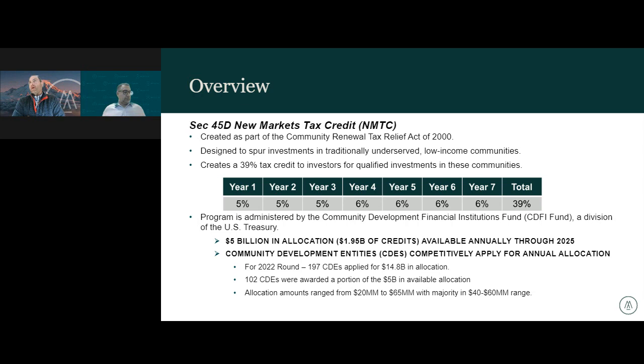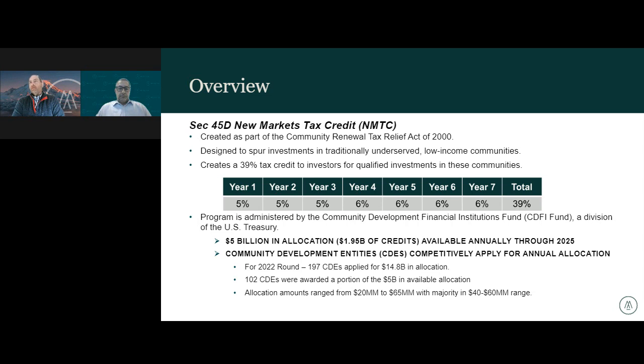The program is not permanent within the code. It's been subject to reauthorization numerous times since 2000. Some years you get a 1 year extension. We were lucky enough that the last extension was 5 whole years. We keep hoping that there will be permanency, and you never know. Hopefully it'll come about one day. But it creates about $2 billion of credits that are available in the industry.